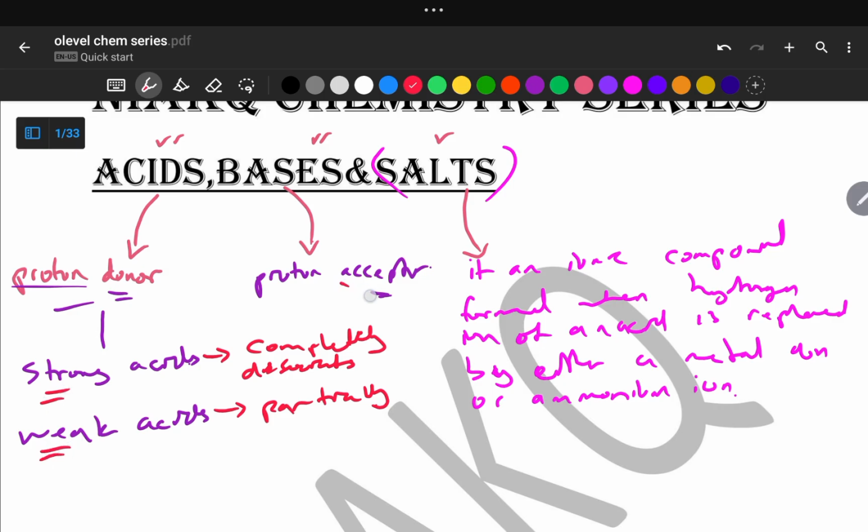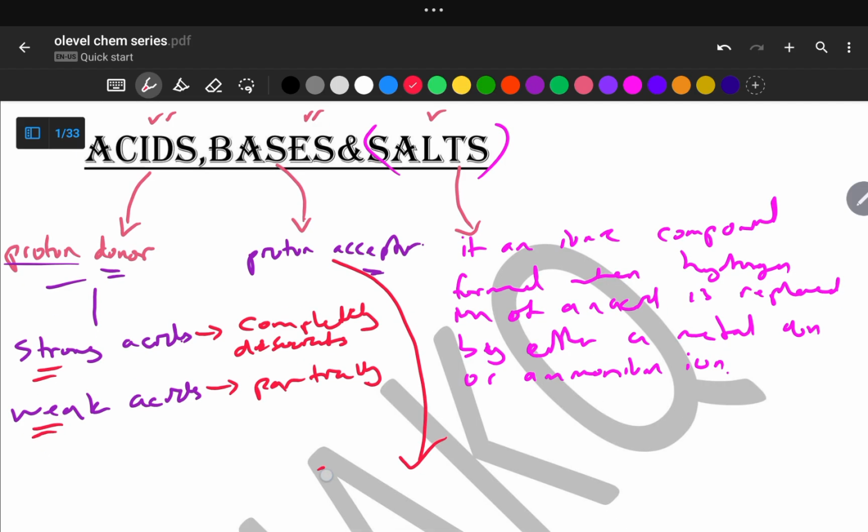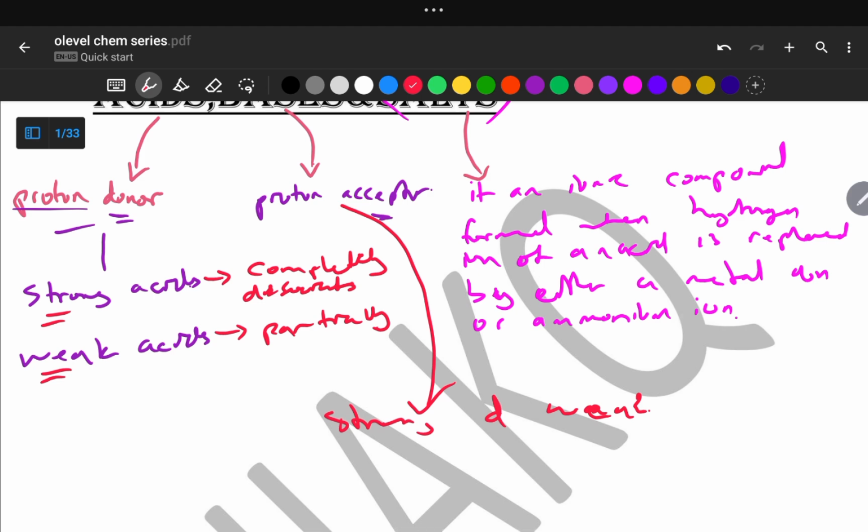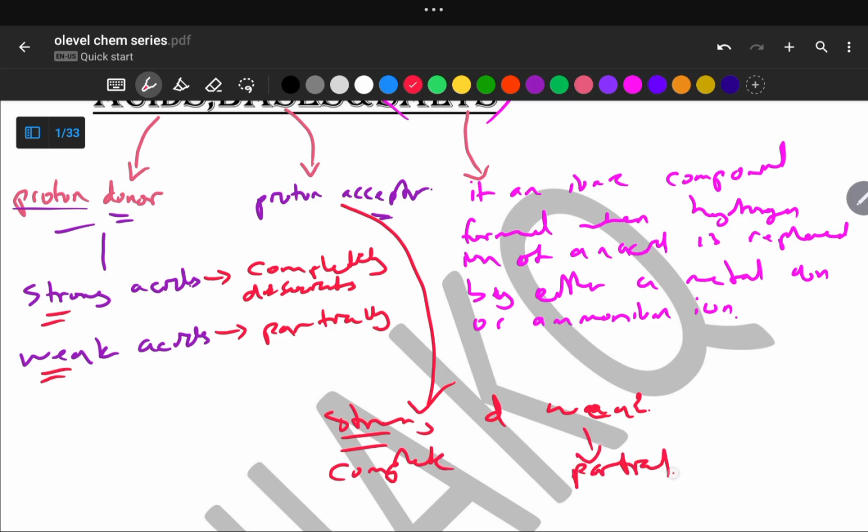Same concept for the bases. We have the strong and the weak bases, right? So a weak base is one which dissociates partially, and then this one dissociates completely. So we have complete dissociation here, and here we're having partial dissociation. Are we together? So this is what you must understand when it comes to acids, bases, and salts. You should be able to categorize the strong acids and the strong bases, the weak acids and the weak bases, right?